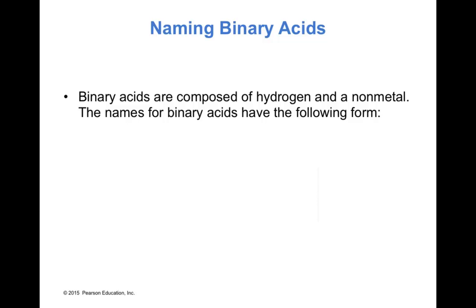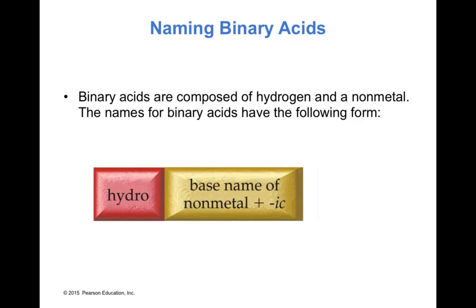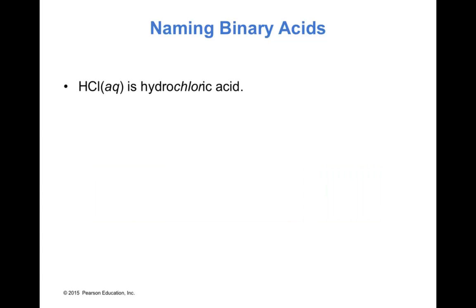So a binary acid is composed of hydrogen and a nonmetal. The name of the binary acids has the following form: hydro, then the base name of the nonmetal with the ending IC, and you finish the name by adding the word acid. So HCl is hydro, you start with the word hydro, then chloric. We have chlorine, but we use the IC ending. And then we add the word acid: hydrochloric acid.